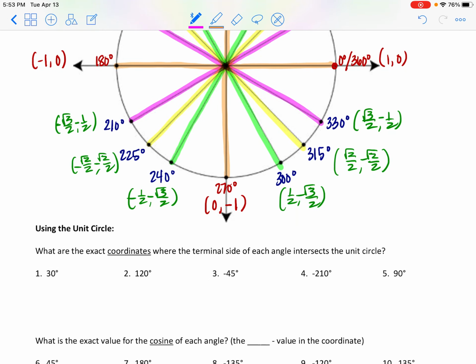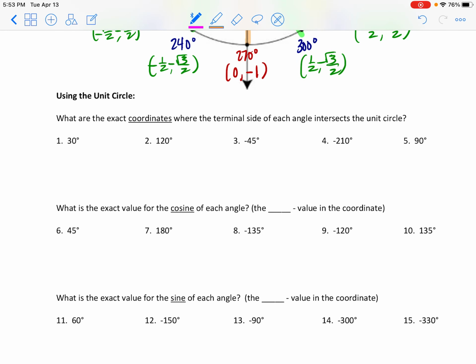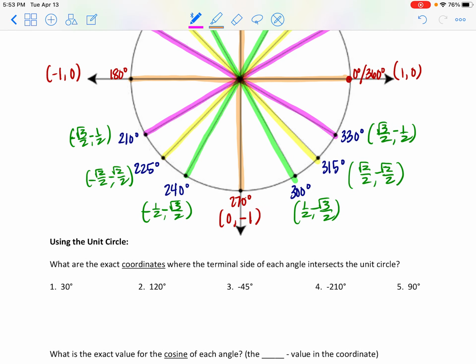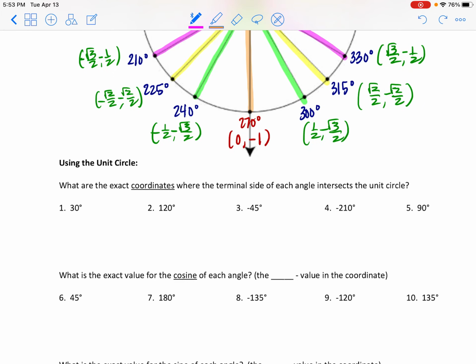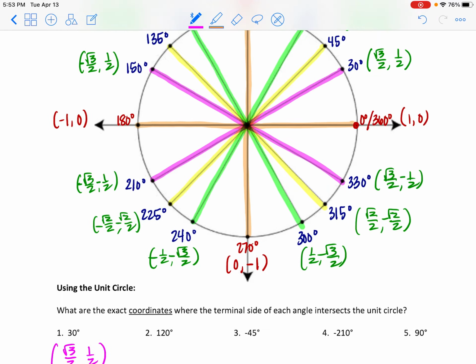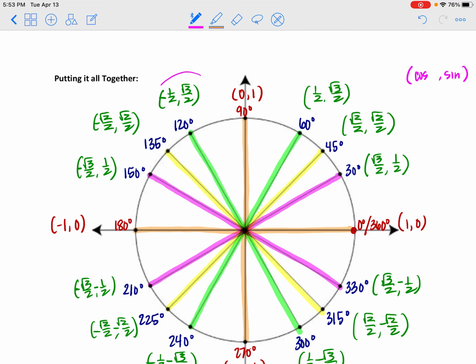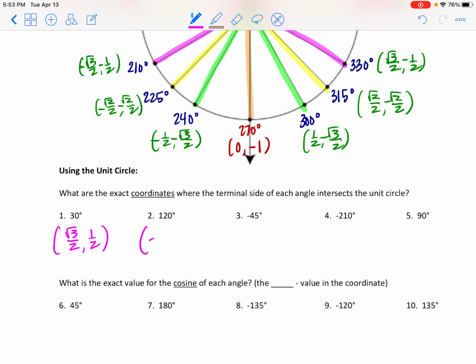So for example, here's the type of questions that you should be able to answer really quickly from this picture. If I said, what are the exact coordinates where the terminal side of each angle intersects the unit circle? So a 30-degree angle, that's this one right here. Okay, these are the coordinates. So that intersects the unit circle at radical 3 over 2 and a half. Or 120 degrees, 120 degrees right here. Those are my coordinates. Negative 1/2 and radical 3 over 2.